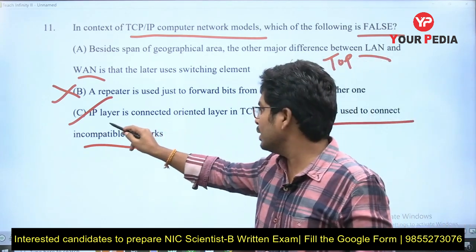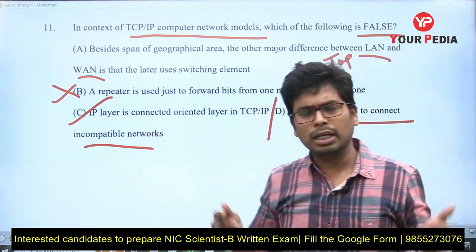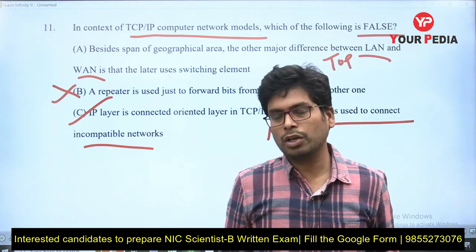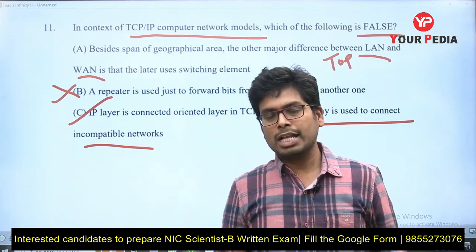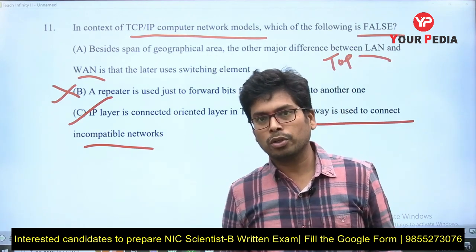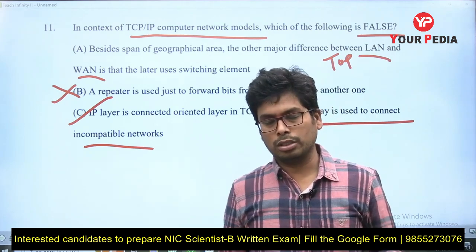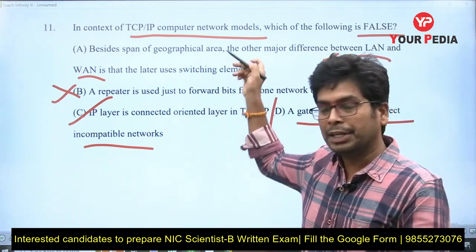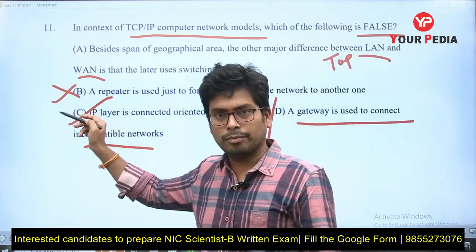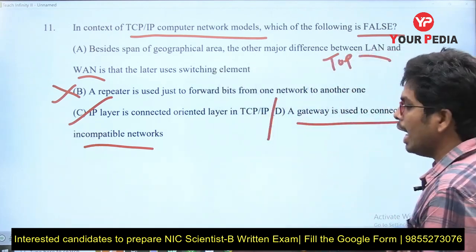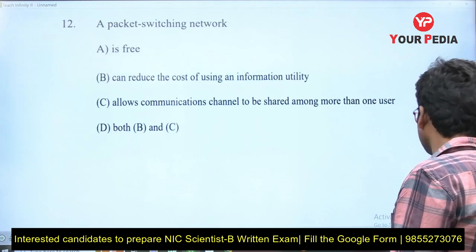So here, the IP layer is a connection oriented layer in TCP/IP. We cannot say the IP layer is connection oriented in TCP/IP. Why? Because if it is following the TCP protocol, it is connection oriented. If it is following the UDP protocol, it is connectionless data transmission. As they have not mentioned anything here, it is false, and so it is the right answer. Okay, next coming to the next question.